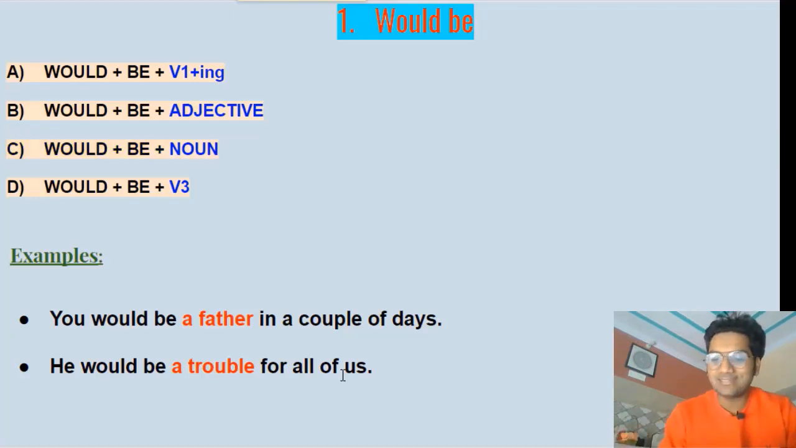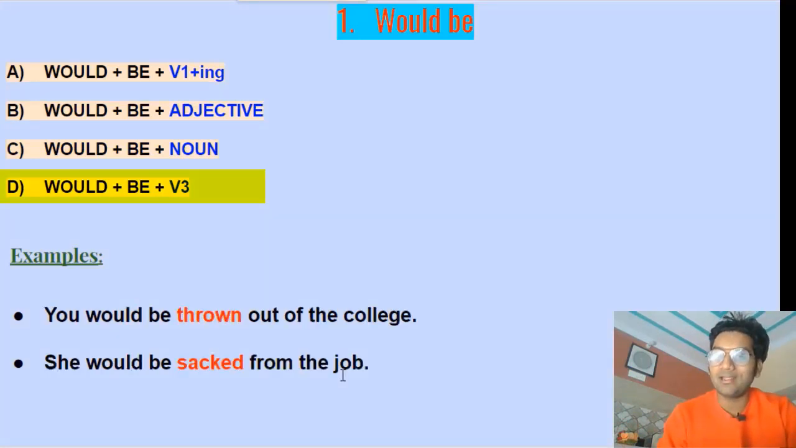Okay? The last is would be followed by a third form of a verb, a past participle. Right? Very simple. You would be thrown out of the college. This sentence is in the passive voice. The subject is not doing the action. You would be thrown out of the college if you keep messing up with the principal. Right? Now, this sentence is in the passive voice. The subject, you, is not doing the action, is receiving the action. You would be thrown out of the college by the principal if you keep messing with him.